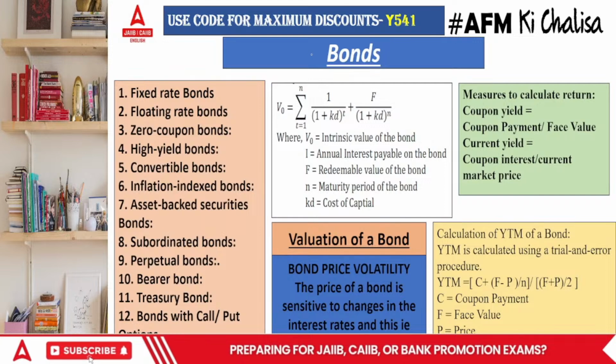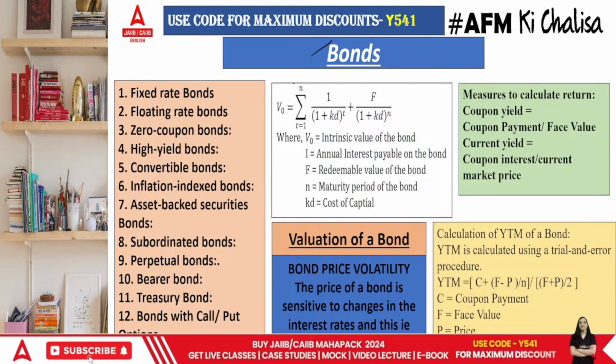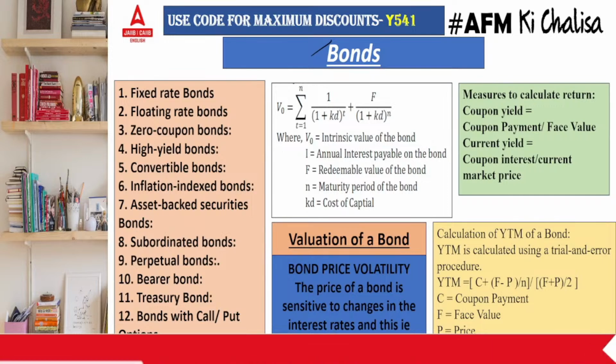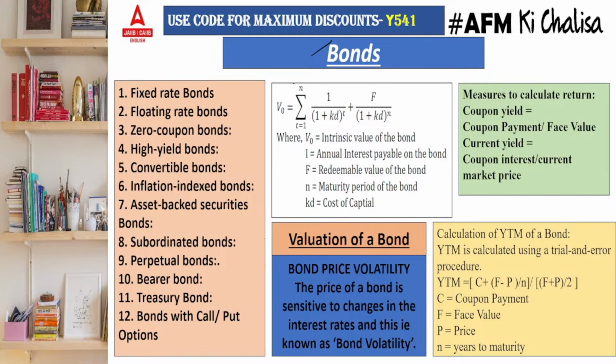Next part is your bonds, everyone. How do we define the bonds? Bonds are basically the loans which are taken by the organization for the growth of the business. Under this they have fixed rate bonds, meaning when the interest is fixed, it is called fixed rate bonds. When it changes with the economy, it's called floating rate bonds. Normally, for long term bonds, floating rate is more beneficial.